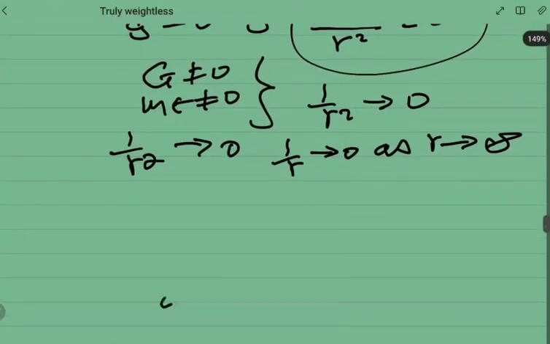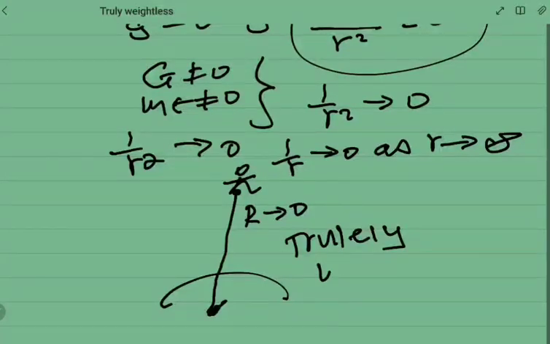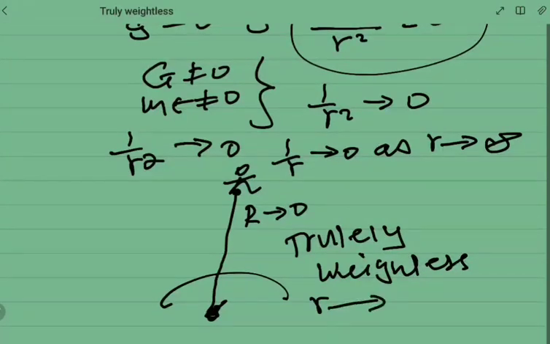So when the person is very far from the earth, the force of exchange between the person and the earth is 0. When r goes to infinity, meaning when the person is infinitely far from the center of the earth, someone feels truly weightless, when the distance between the earth's center and the person is very far, infinitely long. So thank you.